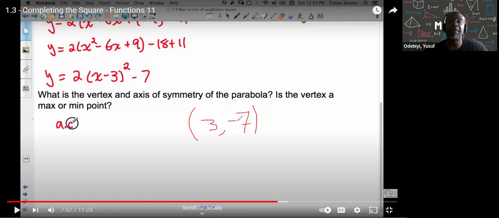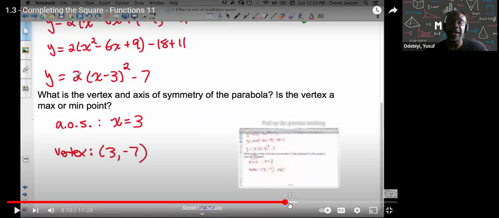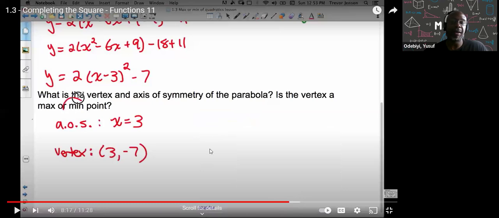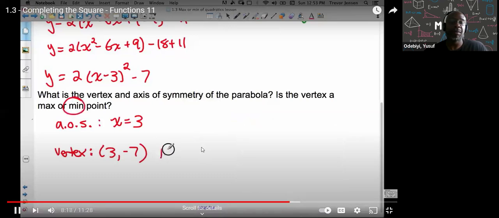My vertex is 3, minus 7. And because it's a positive a over here, that means it's going to open up. Therefore, it's going to be a min. Okay. So I'll just fast forward a little bit. Actually, clear that. And then fast forward. There you go. Your vertex is that. And he's showing you that it's a min, because it opens up, because my 2 is a positive number.